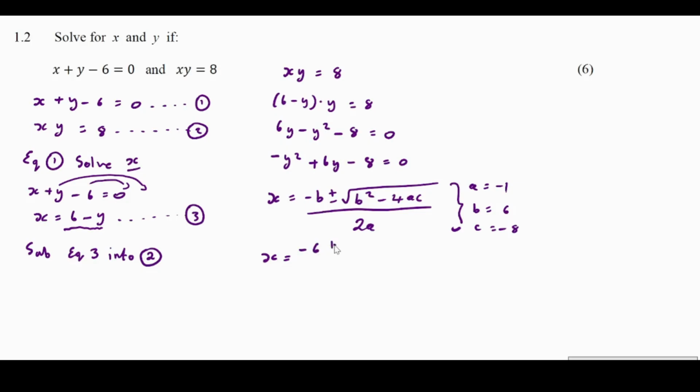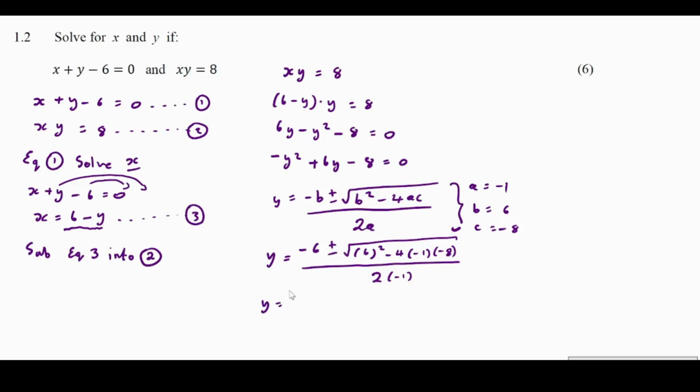So we're going to have negative 6 there, plus or minus the root of 6 squared minus 4 times a, which is negative 1, times c, which is negative 8, and then you divide everything by 2 times negative 1. You put this into your calculator and you're going to find the value. We're solving for y, my apologies, it's not x here. We tend to make this mistake a lot. It's supposed to be y here, you're solving for y.